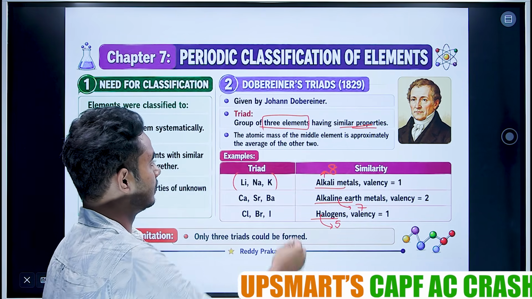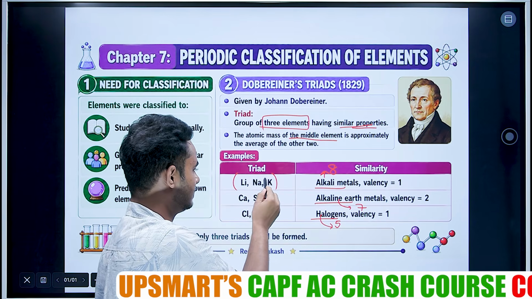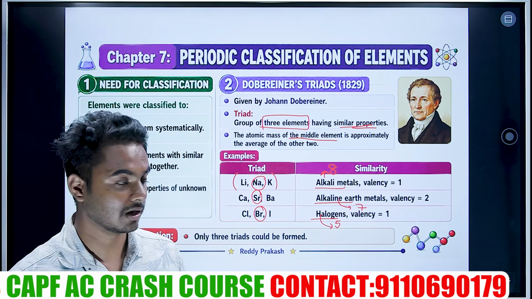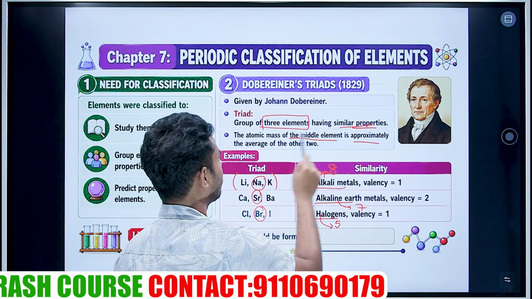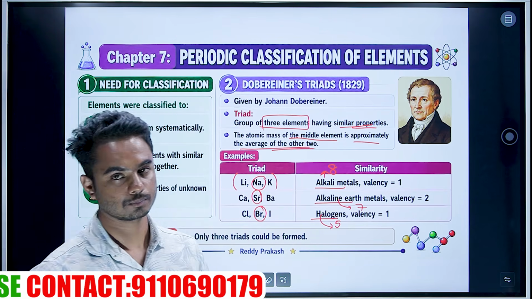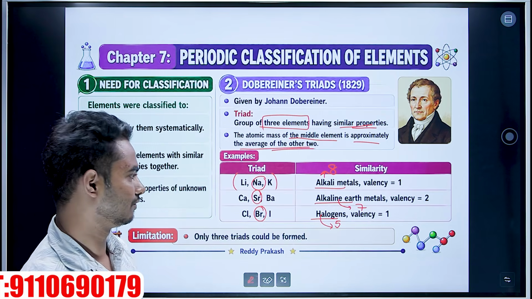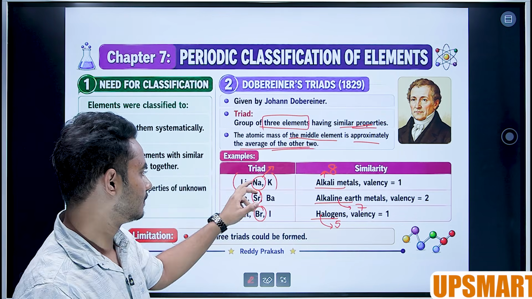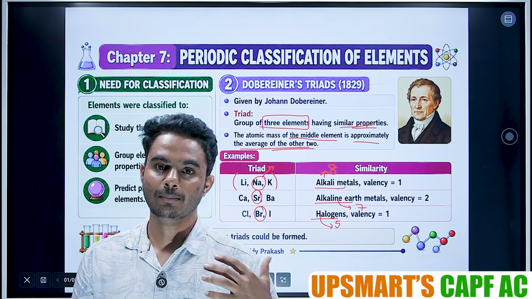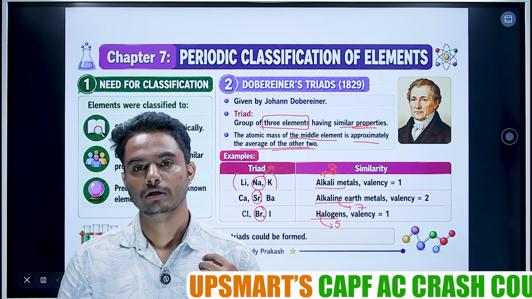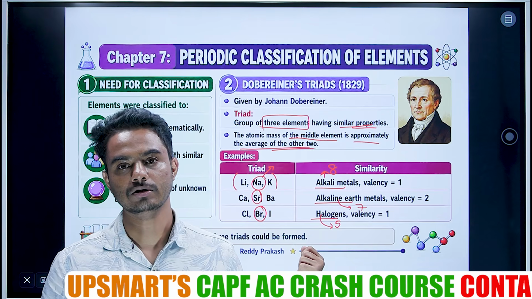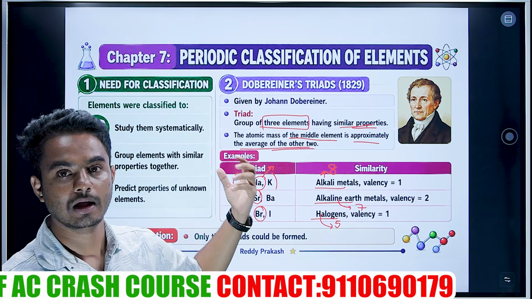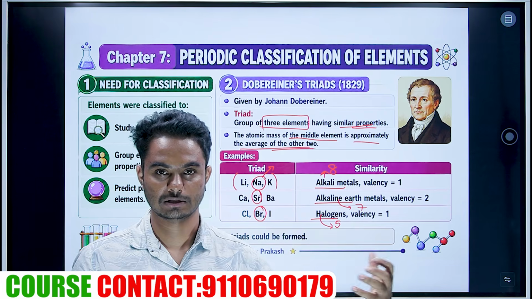So what is it? The atomic mass of the middle element. This is the middle element. These are the middle elements. The atomic mass of the middle element should be approximately the average of the other two. The atomic mass of sodium is the average of lithium and potassium. That is, lithium plus potassium divided by 2 is approximately the atomic mass of sodium. So he grouped them according to the atomic mass concept, and he is telling it has similar properties.